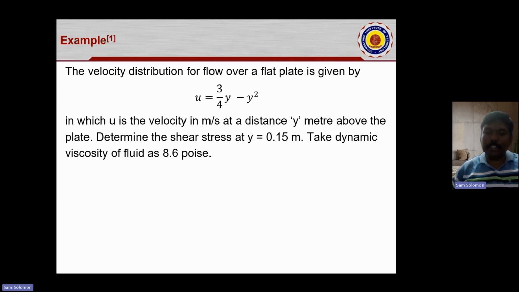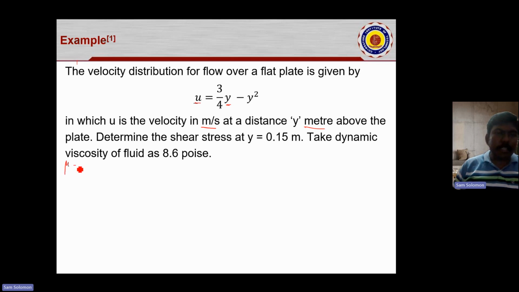Welcome back. We will continue our problems in viscosity. So now in this particular problem, they have said the velocity distribution for flow over a flat plate is given by the relationship between velocity u and the distance between the plates, which is y. Okay, and u is mentioned in meter per second and y is given in meters. Determine the shear stress at y equal to 0.15 meters. Take dynamic viscosity of fluid as 8.6 poise.